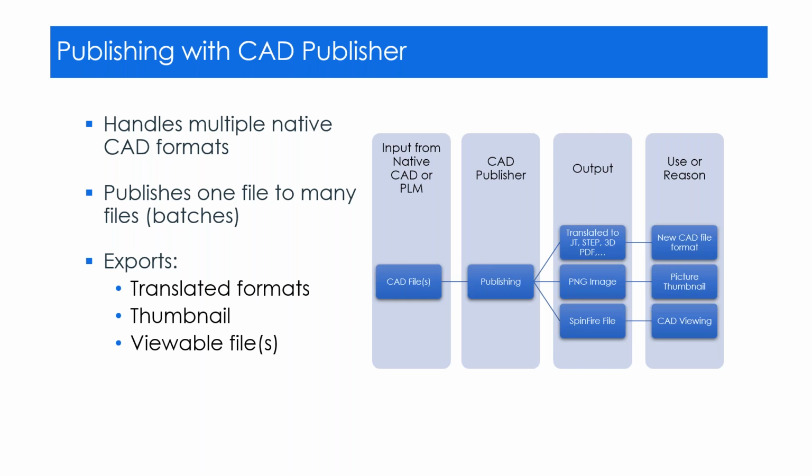Another product that we recently announced is Cad Publisher. The purpose of the Cad Publishing solution is to publish data from a native Cad file for downstream use. Like SpinFire, it handles multiple native Cad formats, and it allows your organization to convert those Cad files. It can be a single part, it can be an assembly from a designated folder, and convert those Cad files into other formats like SpinFire Ultimate, an image or a thumbnail, or other formats like STEP, IGES, JT, and others.